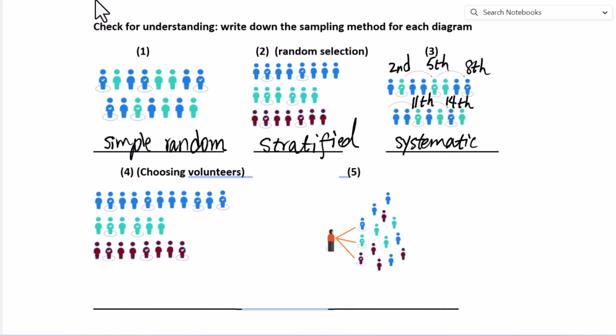Diagram 4. The population is divided into 3 subgroups. Then they choose volunteers from each subgroup. In other words, the samples are not selected randomly from each subgroup. So this is called quota sampling. Diagram 5. Because the researcher chooses the sample based on their location, easy to reach, it is convenience sampling.